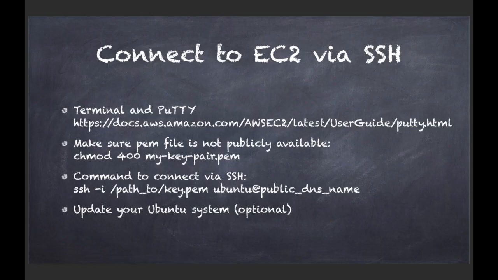Once we've downloaded this file, we just want to make sure that it's not publicly available, so we'll set the permissions for it. Then the command in order to connect via SSH, we'll have a look at that, and then we'll update your Ubuntu system if we need to.